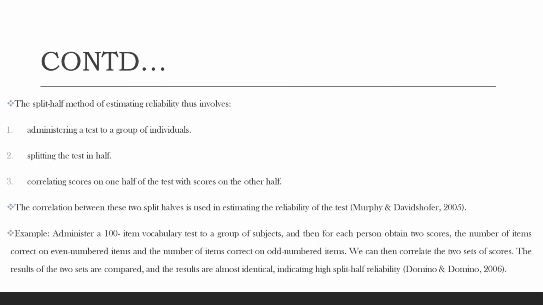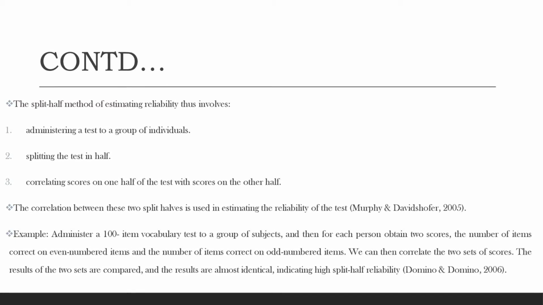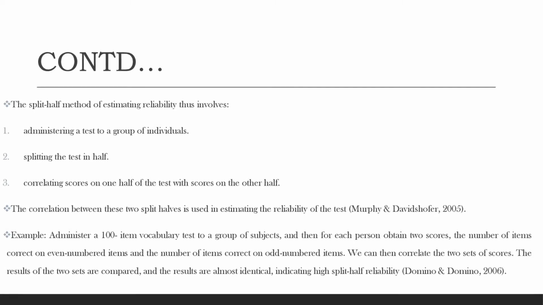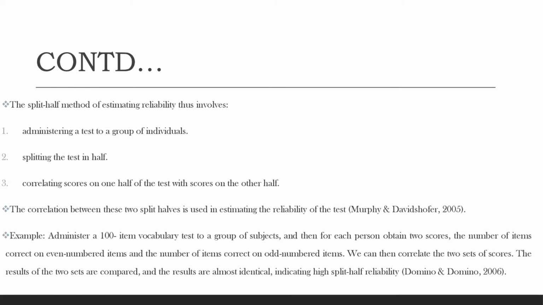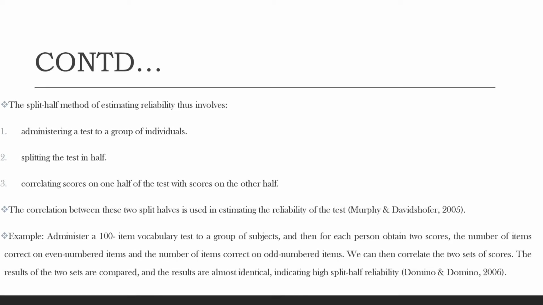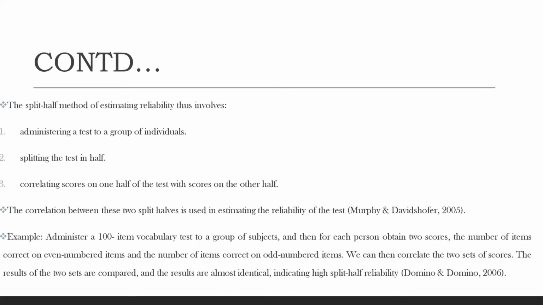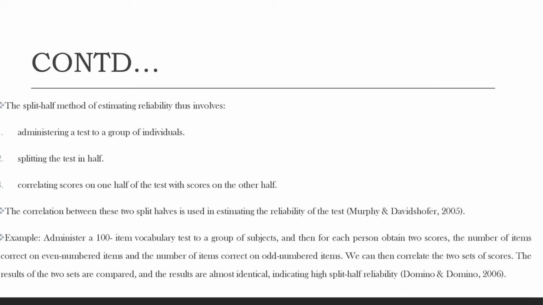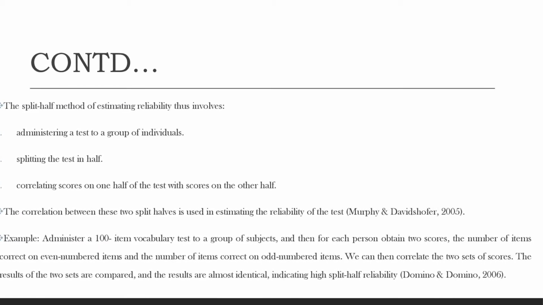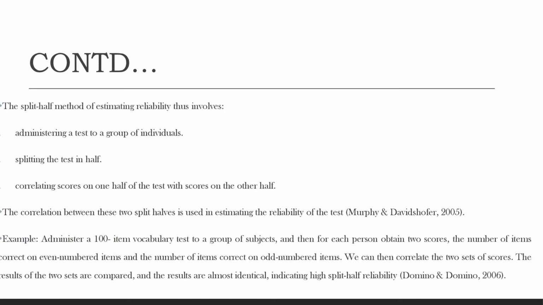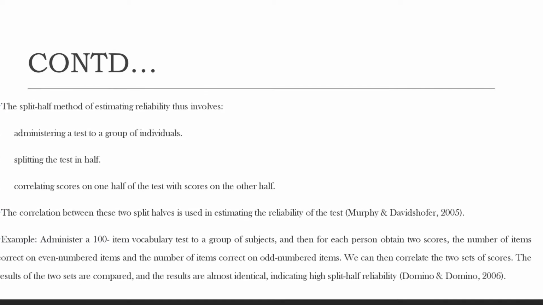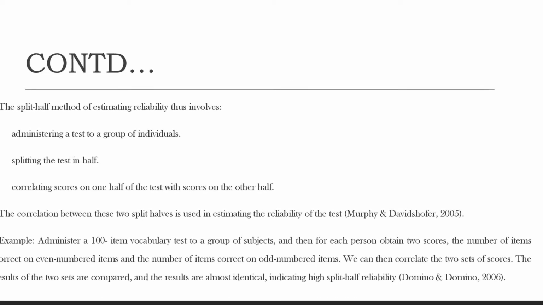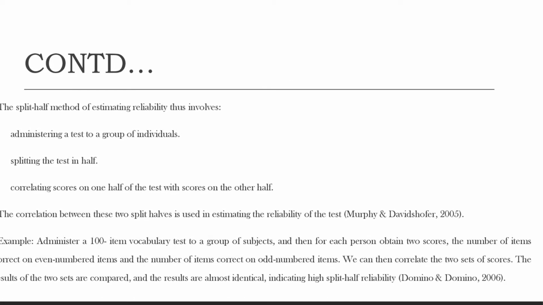For example, administer a 100-item vocabulary test to a group of subjects and then for each person obtain 2 scores: the number of items correct on even numbered items and the number of items correct on odd numbered items. We can then correlate the two sets of scores. If the results of the two sets are almost identical, this indicates high split half reliability. So, this is about split half reliability.